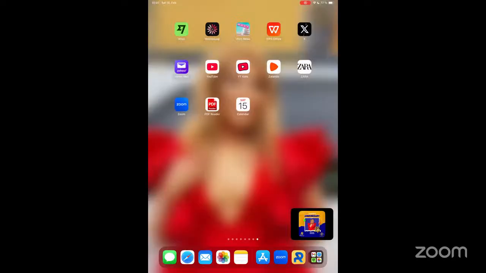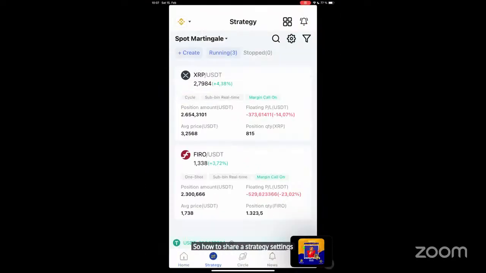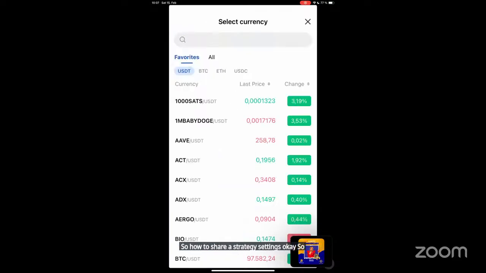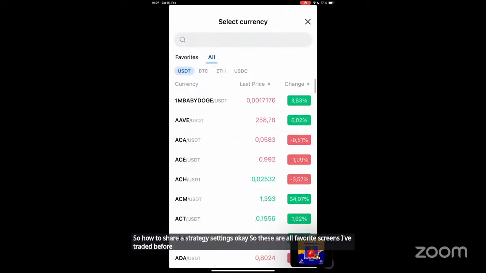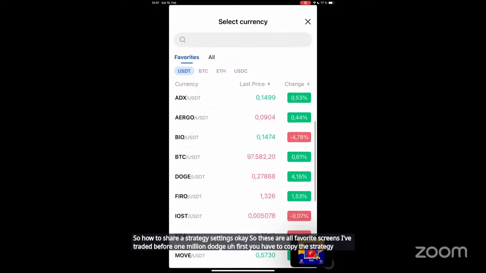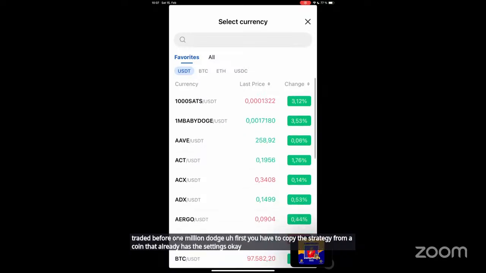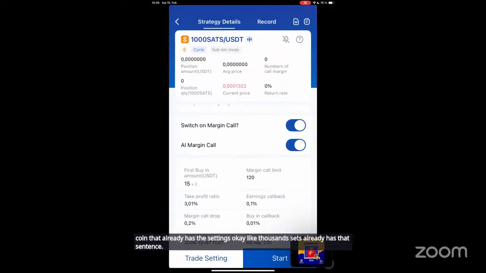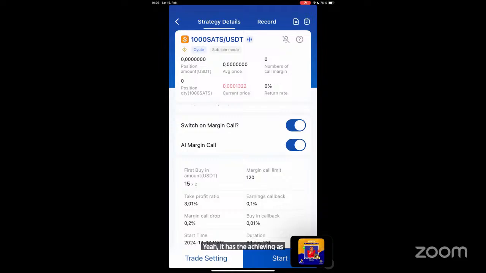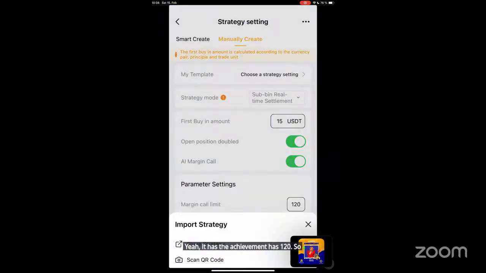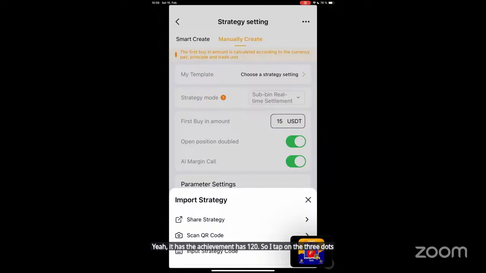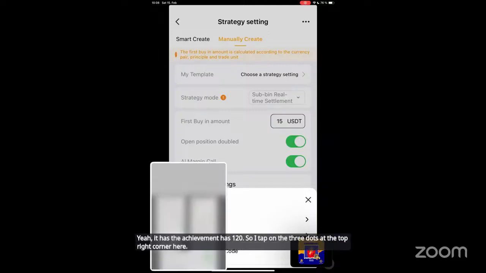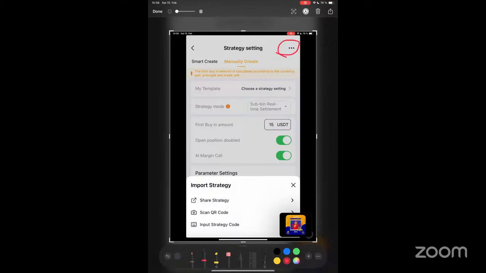So, how to share your strategy settings. These are all favorite coins I've traded before. First, you have to copy the strategy from a coin that already has the settings. Like 1,000 sats already has those settings, it even has 120. So I tap on the three dots at the top right corner, then I tap on share strategy to copy first.